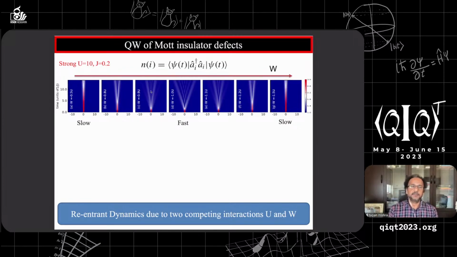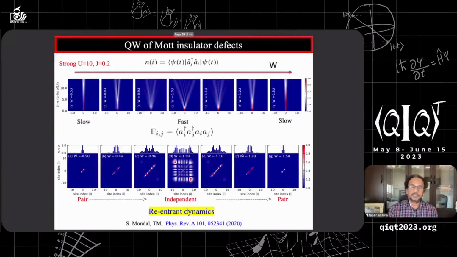So what does this exhibit? This shows a slow propagation to fast propagation and then to a slow propagation as a function of this W. And we have fixed our U at 10 and J, the hopping, is at 0.2. U is fixed and W is only varying unidirectionally, that means it is only increasing. But from the profile, you can see the slow to fast and fast to slow. So this is a very interesting scenario of reentrant dynamics. Slow spreading becomes fast and then slow, although W is just increasing.